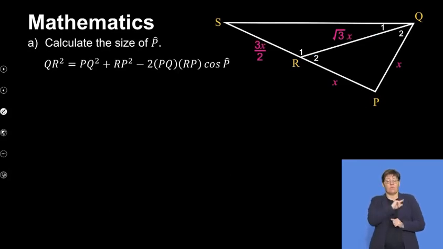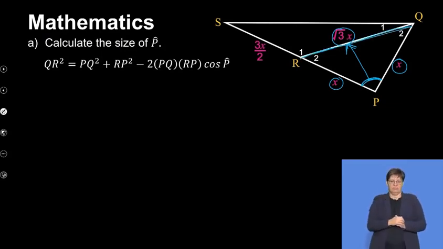Okay, because they want us to calculate the size of P, you will notice that in this triangle we've been given 3 sides. We've got 1, 2, 3 sides. So we're going to use the cos rule to find the size of P. And how do we do that? Because we want to find the size of P, we're going to start off with the side across from it when we're writing the cos rule. So we're going to start off by saying QR squared.